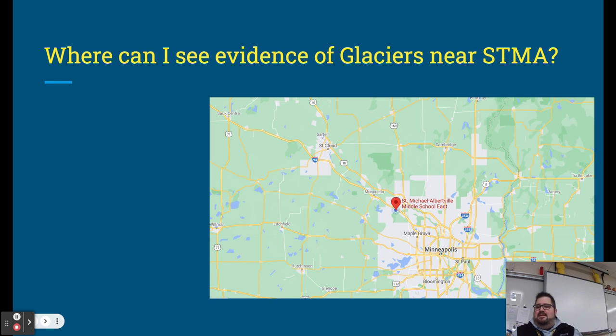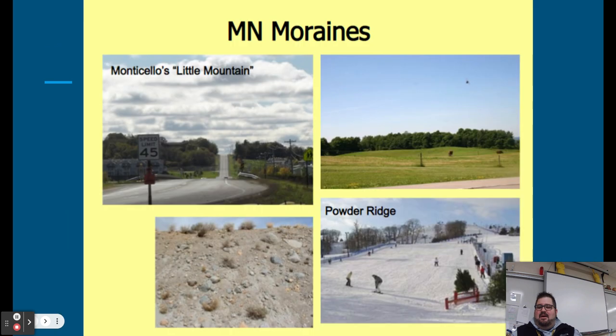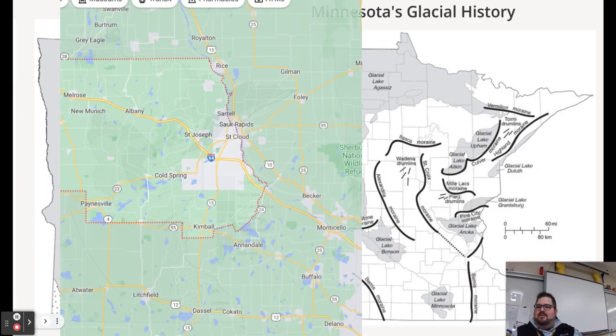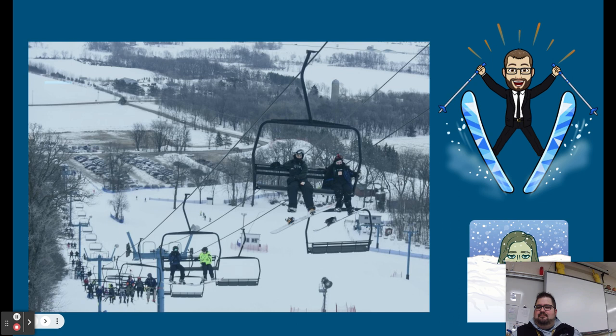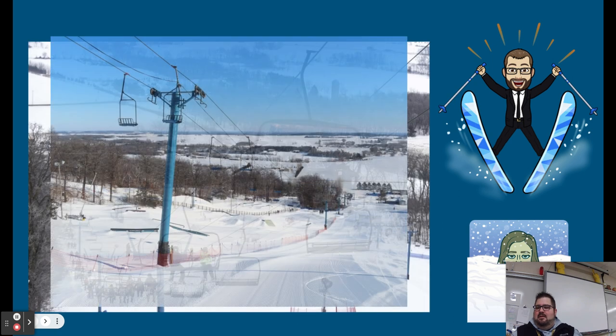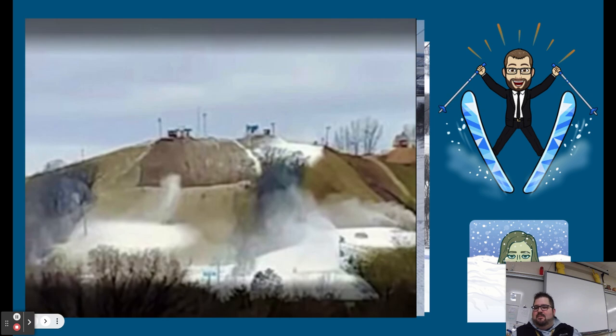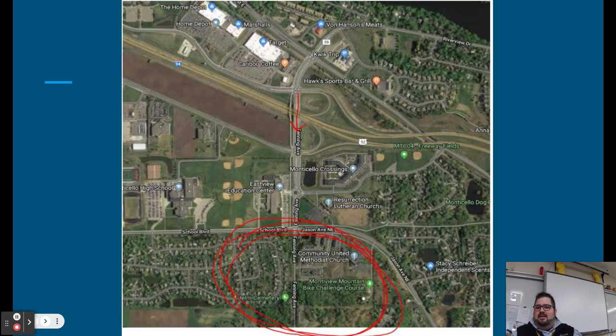We'll talk about where we can see some of this evidence around St. Michael. We have Monticello's Little Mountain. We have Powder Ridge. We'll talk a little bit about some of the glacial activity around St. Michael, and how Powder Ridge is actually the result of a glacier. So Powder Ridge would not exist if it wasn't for glaciers.